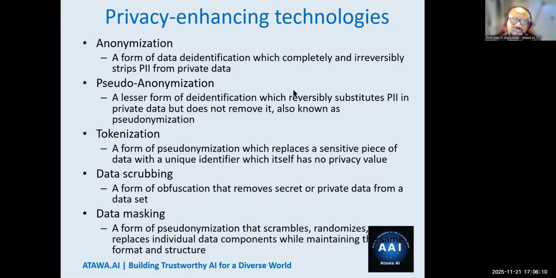So what many organizations do is figure out what privacy enhancing technologies they're going to apply. So know these five concepts in here. Anonymization: basically, I'm going to completely and irreversibly strip that data, strip the PII, which is the private personally identifiable information, right? I just strip it, so you can never really go back to it.